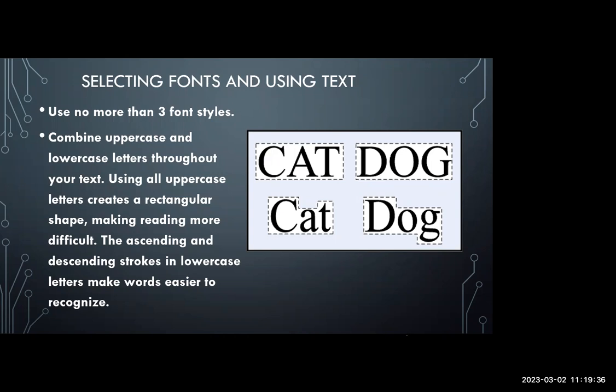You want to combine uppercase and lowercase letters throughout your text. Using all uppercase letters creates a rectangular shape, making reading more difficult. So you want to be sure to combine while you're creating your poster. And the ascending and descending strokes in lowercase letters make words easier to recognize. You want your audience to be able to read all of the information quickly and efficiently across your poster.